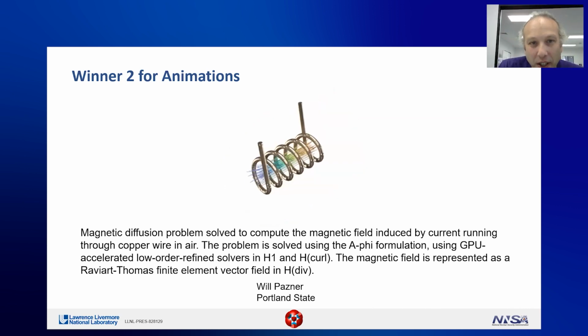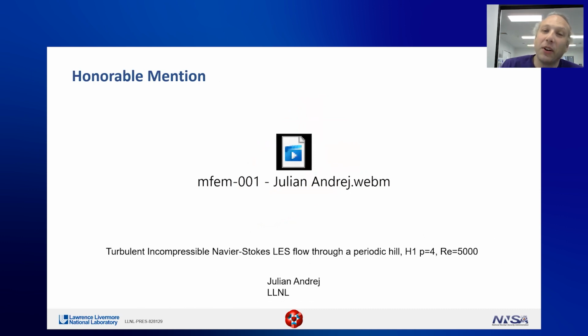So I think I'm just going to go ahead and close out here. Oh, wait, no. I can't forget the honorable mention. There is a special category. We had to invent a special category for this visualization because it was so interesting. Julian, who's sitting next to me, put together turbulent, incompressible Navier-Stokes LES flow through a periodic hill. However, with a twist.